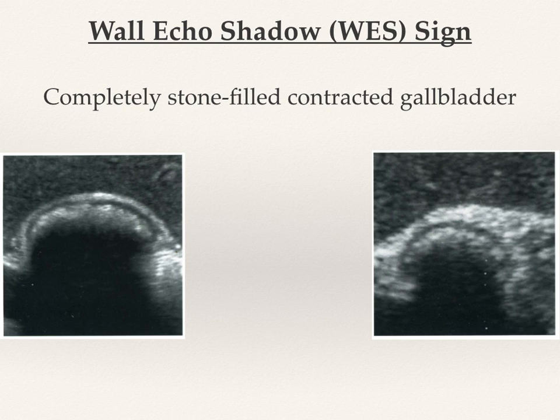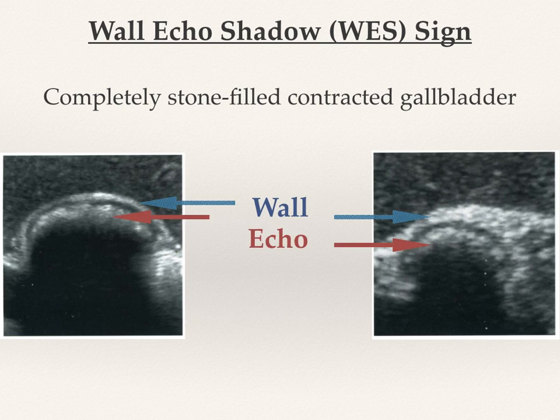So, the ultrasound can demonstrate these 3 findings. It can demonstrate a wall, which will always be hyperechoic. Just deep to that will be an echo. This is the echo formed by the hyperechoic stones, and immediately behind that is the shadow, wall echo shadow sign.